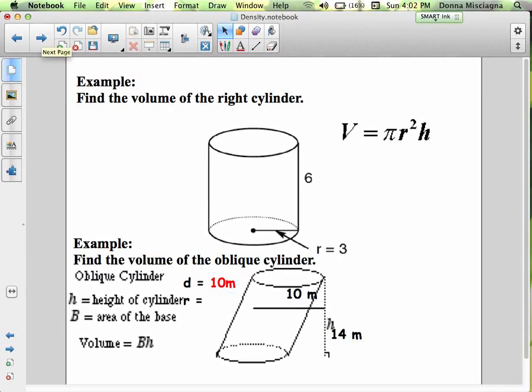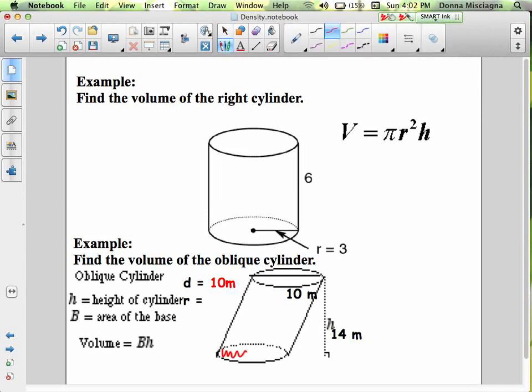We have what's called right prisms and cylinders and pyramids and cones, and we have oblique. Oblique just means that the two bases are not directly over one another. They're still parallel, but not directly over one another. So you can see here is one base and the other base is over here. So it's like it's leaning, right?